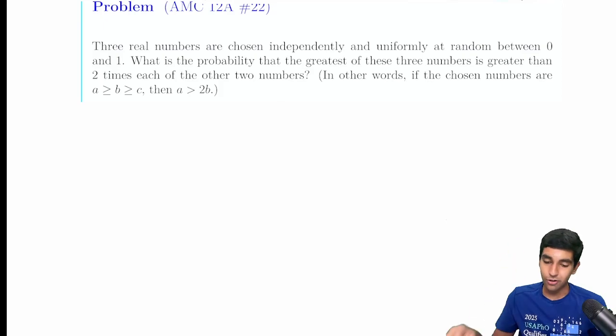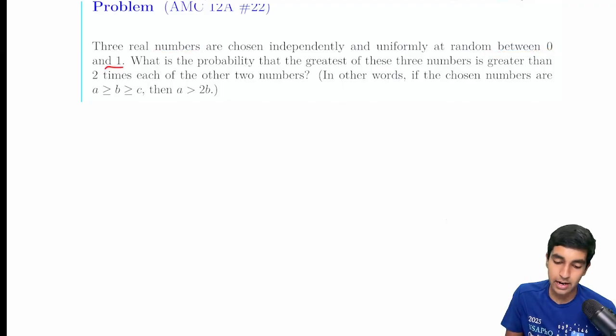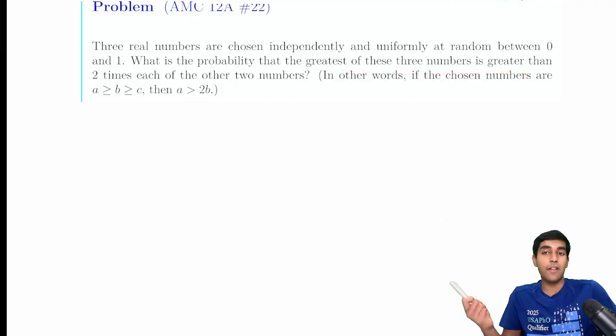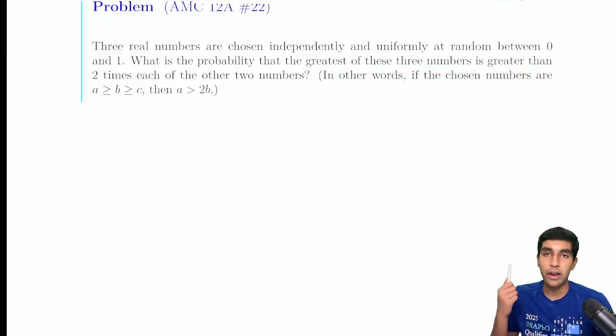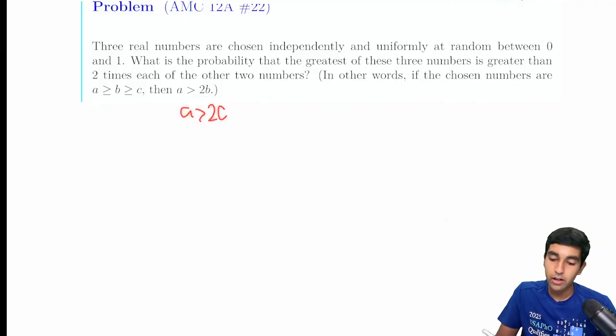Number 22. This is one of my favorite questions, probably. We're choosing three real numbers independently at random from 0 to 1. What's the probability the greatest is greater than 2 times each of the other two numbers? Okay, so we're given here A is greater than 2B and also A is greater than 2C.